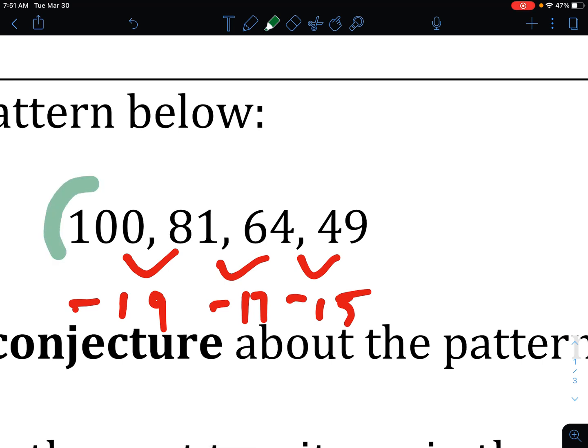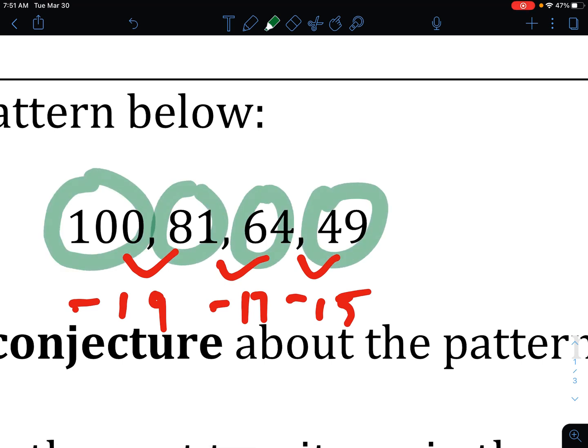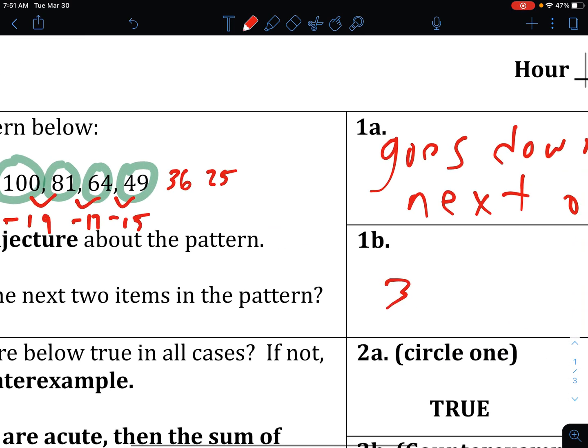Or you can look at these and have a different conjecture. 100, 81, 64, 49 are all perfect squares. 10 squared, 9 squared, 8 squared, 7 squared. 6 times 6 is 36, and 5 times 5 is 25. So those are going to be the next two numbers in the pattern.